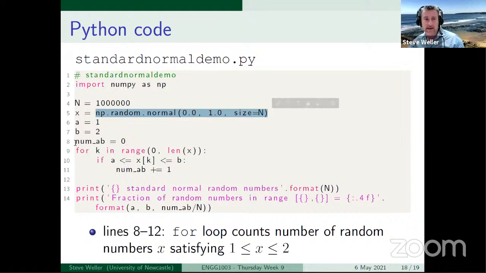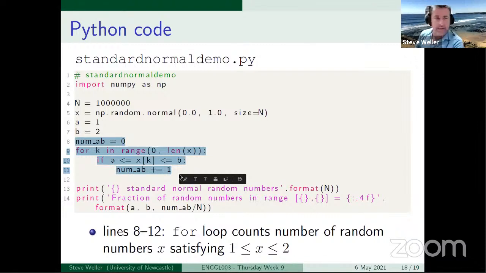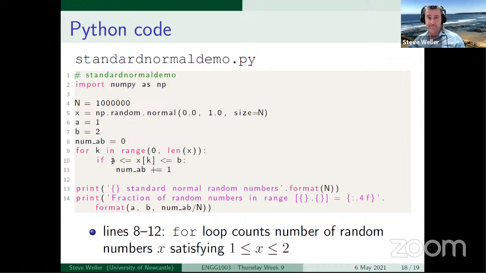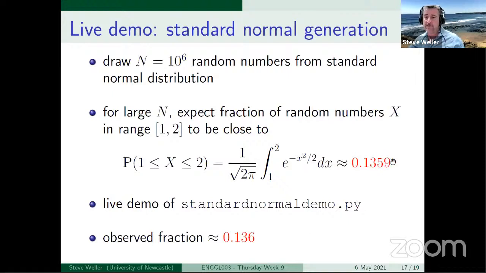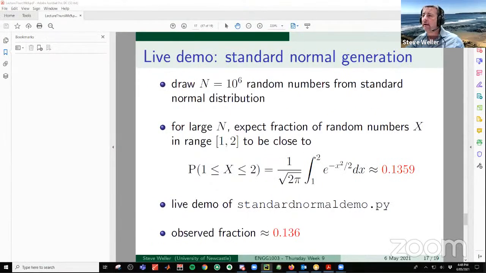We're going to generate 1 million of them. And then in lines 8 through 11, we're going to use a for loop to run through the array of them. And every time the number falls within the range A to B, we'll keep a count. We generate 1 million of those numbers. We would expect the observed fraction to be pretty close to the theoretical probability, which is 0.1359, about 14%. So let's run that now. Our third and final.